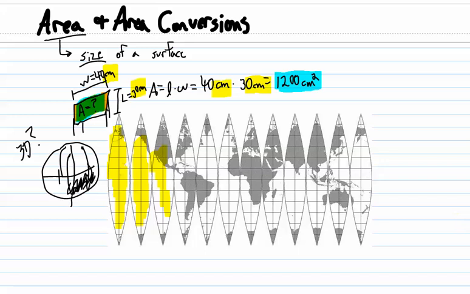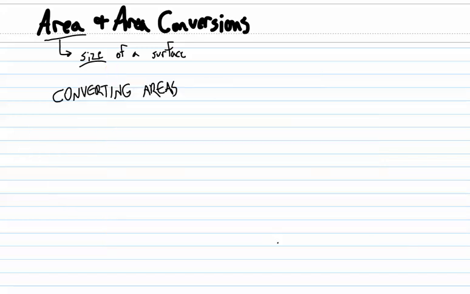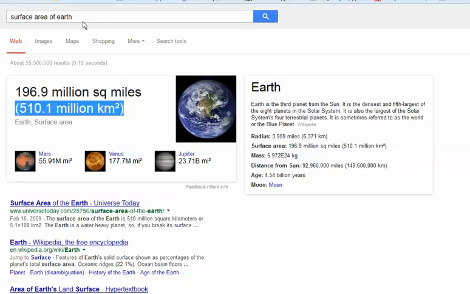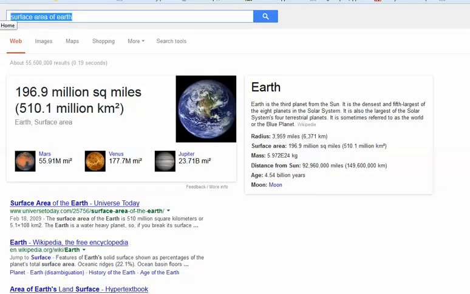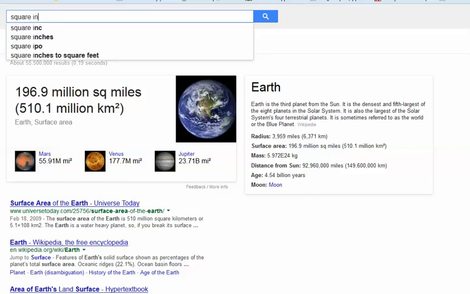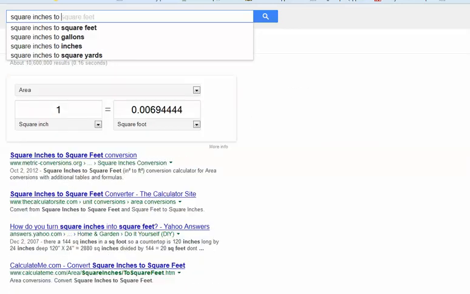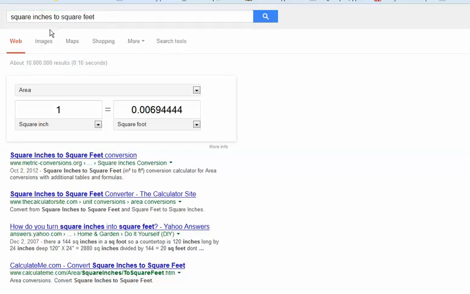Okay, next. I want to be able to convert areas from one unit to another. So I'm going to go to Google really quickly here. I'm going to type in square inches to, how about square feet? So let's see here. 1 square inch is that many square feet. I think I'd rather have the 1 over here. So okay, 1 square foot is 144 square inches.